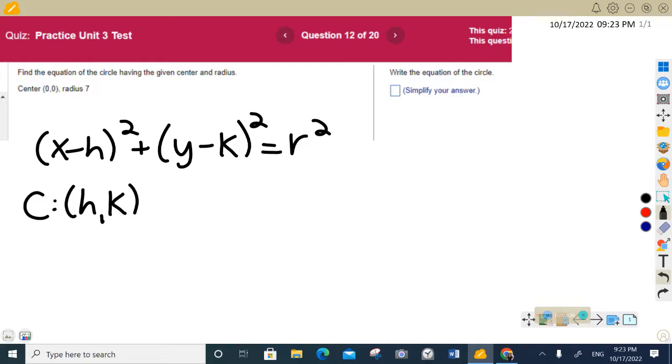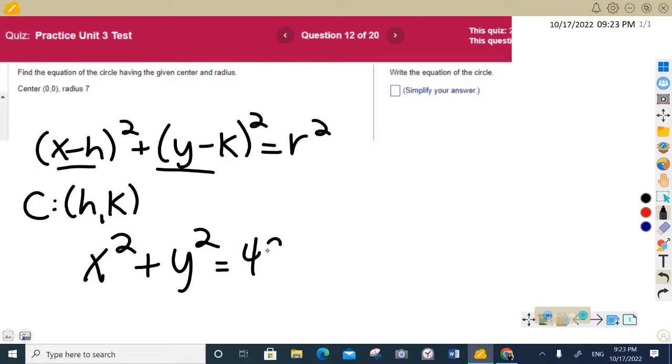So everything is squared. X is squared, y squared, the radius squared, even though it is a circle. So our center is at 0, 0, so nothing's going to be attached to x or y. So we just have x squared, y squared. So x squared plus y squared equals the radius squared, so not 7, but 7 squared, which is 49, and that is the answer to number 12.